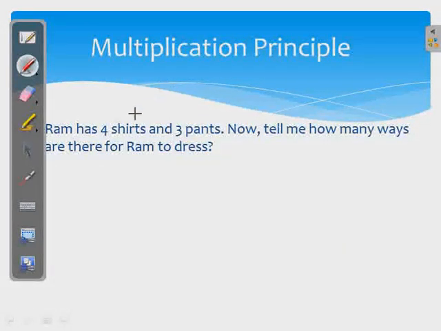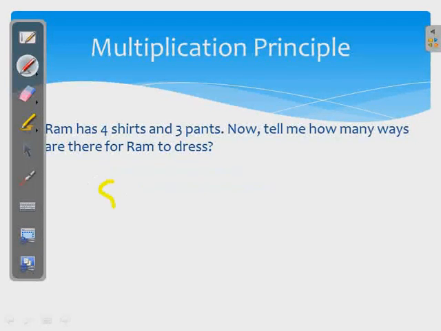So here is the problem. Ram has 4 shirts and 3 pants. Now tell me how many ways are there for Ram to dress. Okay, so he has 4 shirts and 3 pants. And how many ways are there for him to dress?